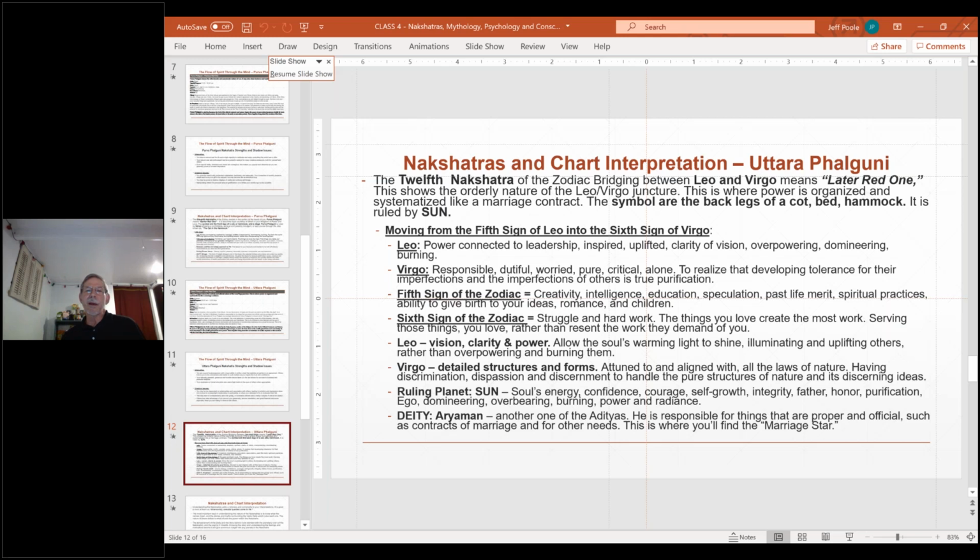So Leo is all about leadership, and Virgo is all about responsibility, duty, being alone and making sure that everything is pure and worrying about everything. So you realize that developing tolerance for your own imperfections and the imperfections of others is real true purification, because Virgo is always disgusted. It can get really disgusted. What, you do that? You need to be pure. And the sign of the Virgin, the sign of not allowing anything impure to come in.